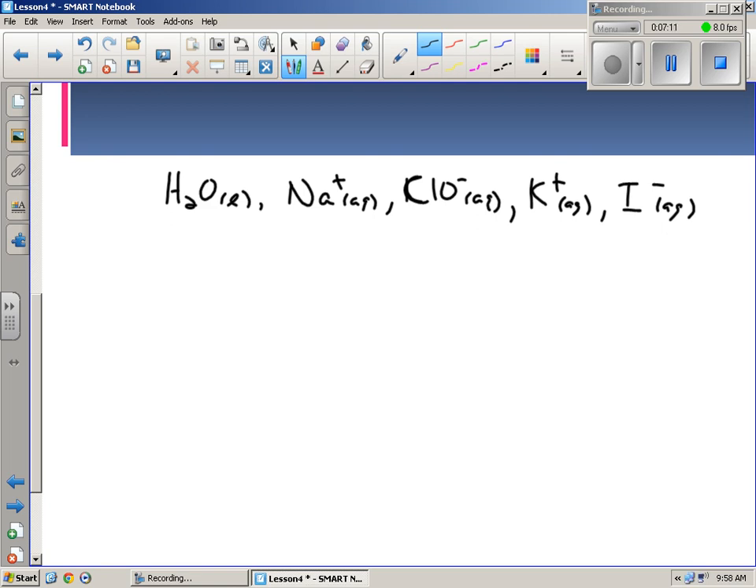You have to look for these things in a table. And that table is right here, page 7. On that table, you will see a list of reduction half reactions. That's all it says, reduction half reactions.